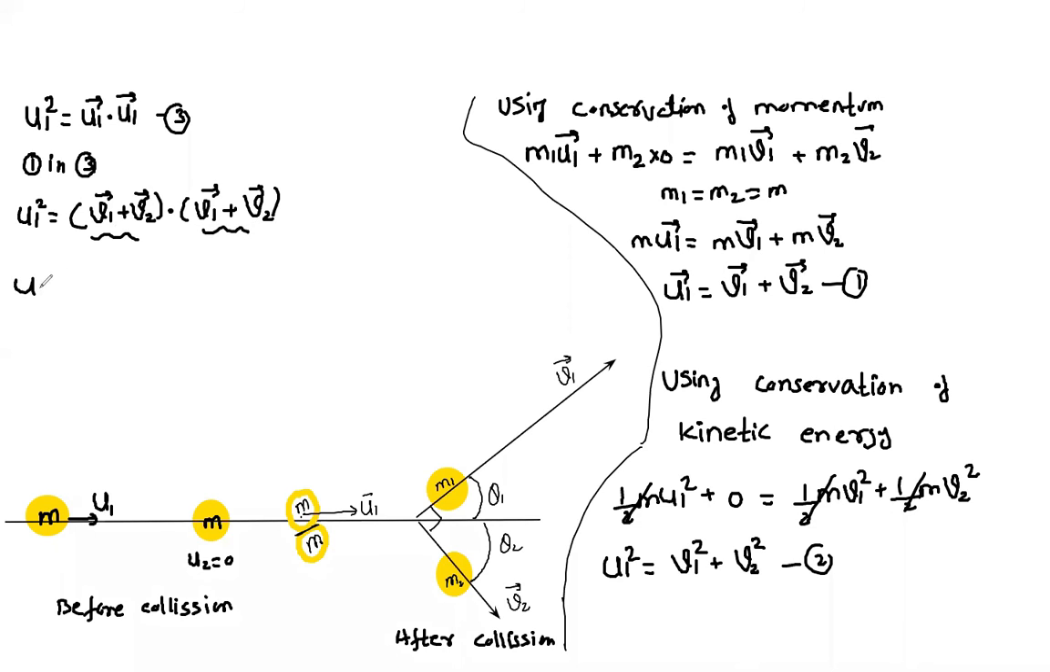So you can just write this as U1 square is the dot product of V1 with V1, which is V1 vector dot V1 vector. Take the dot product of V1 with V2, V1 dot V2.